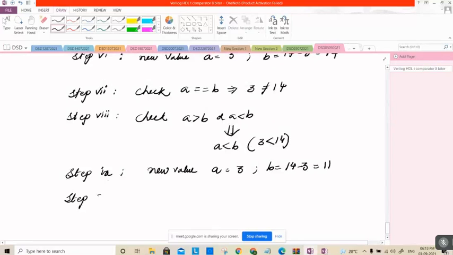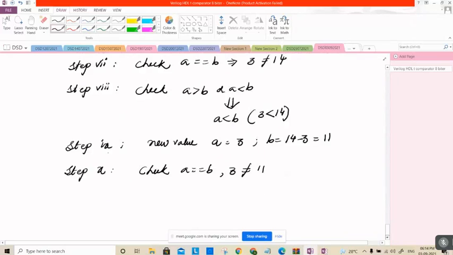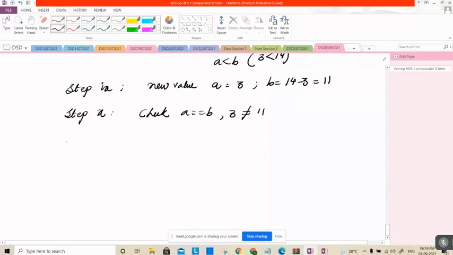Now step 10 is compare or check A equal to B condition. So 3 is not equal to 11. So repeat your operation. Step 11, it says check for A greater than B or A less than B. So here it is, A is less than B. 3 is less than 11.